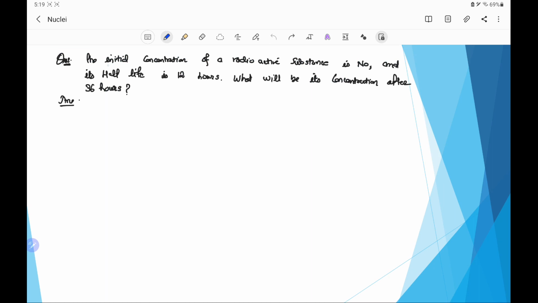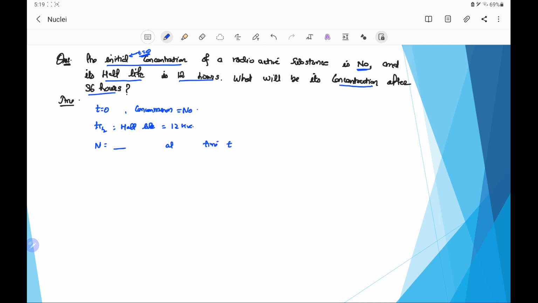Let's take one example. The question is, the initial concentration of the radioactive substance is N0. Initial concentration refers to the concentration at t equal to 0. So at t equal to 0, the concentration of the sample is N0, and half-life is 12 hours. That means t1/2, the half-life period, is 12 hours. What will be its concentration? That means we have to find the concentration at time t, and this time t is given as 36 hours.